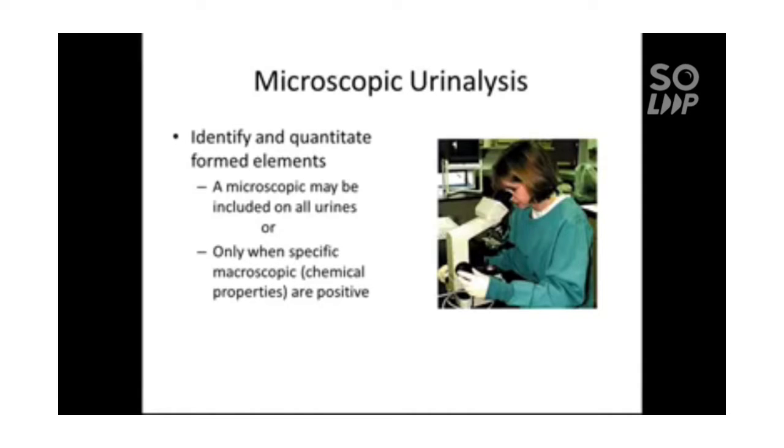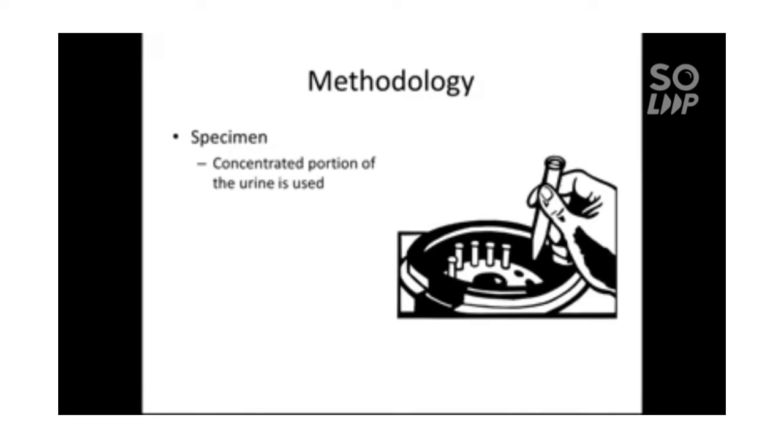Microscopic urinalysis is used to identify and quantitate formed elements within the urine. A microscopic exam may be included on all urines, or when we are looking for something that was positive on a chemical reagent strip. So methodology, we are testing the concentrated portion of the urine.